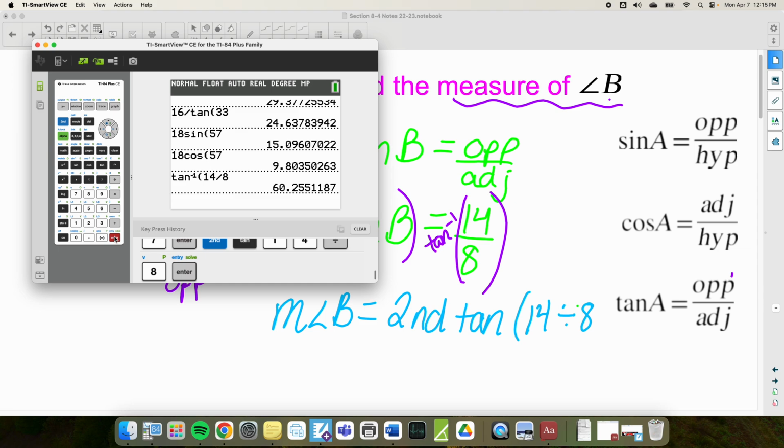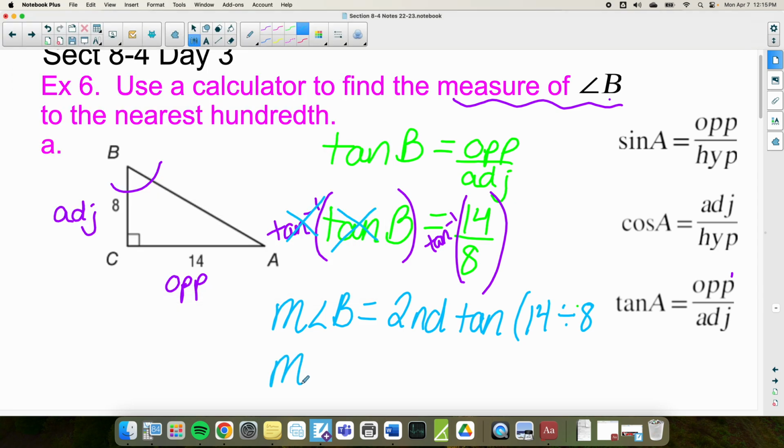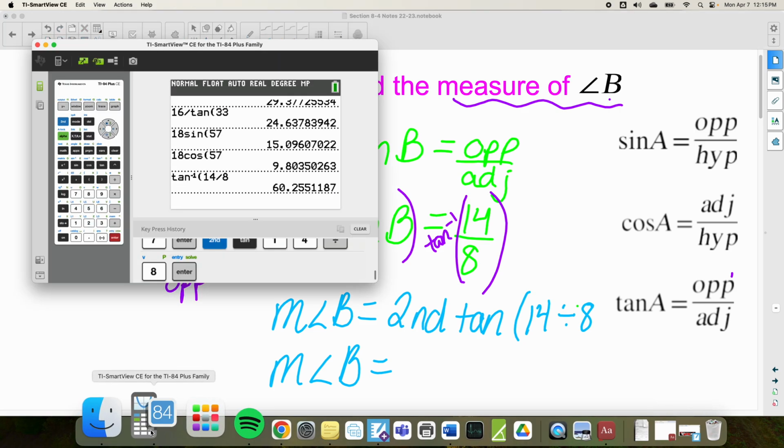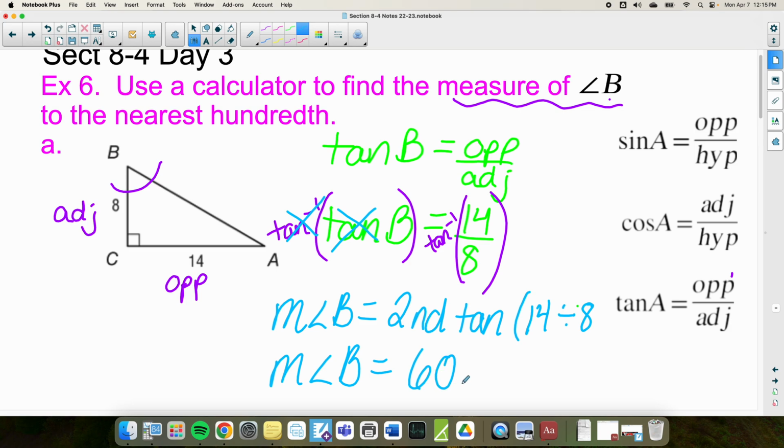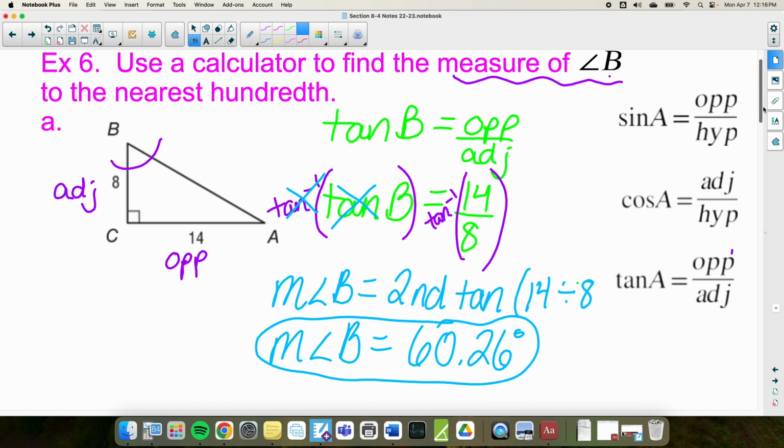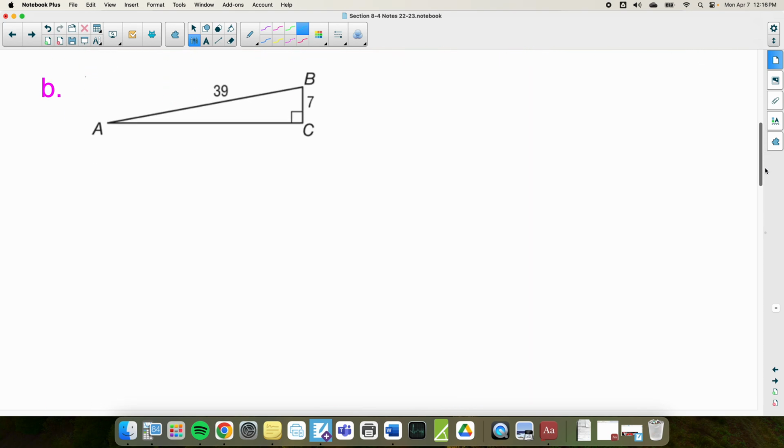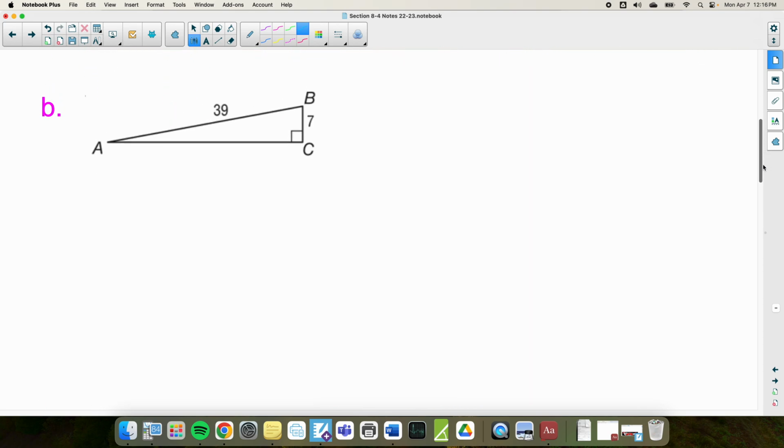I have a question. Yeah. Would we have to write all that out, or could we just do it on our calculator and get the answer? You could write this and then this, and that would be okay. So that's 60.26 degrees. Okay?